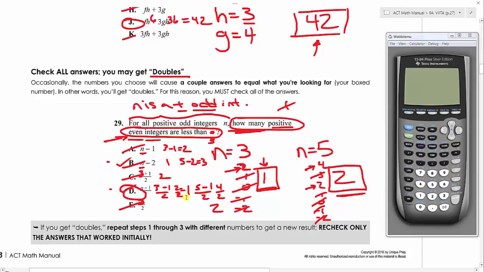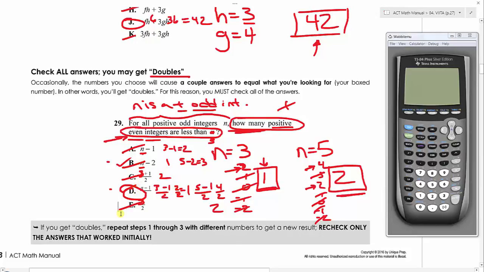So again, if you get doubles, you just have to repeat the steps. You only have to recheck the answers that worked the first time, and almost always when you use new numbers, you will find that only one of the doubles will work.